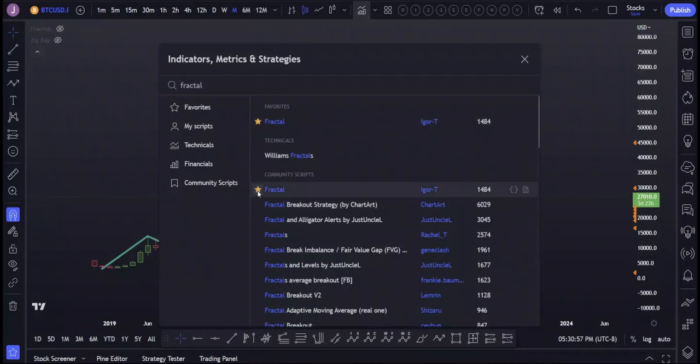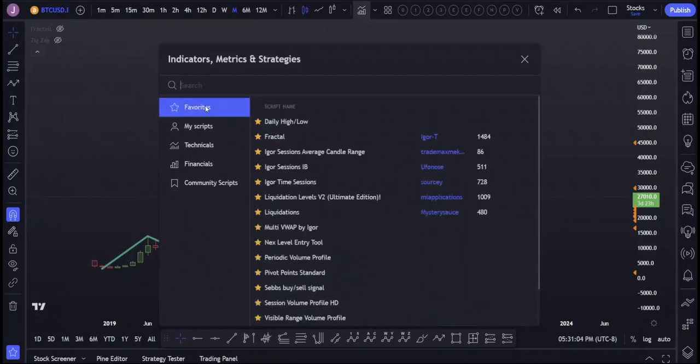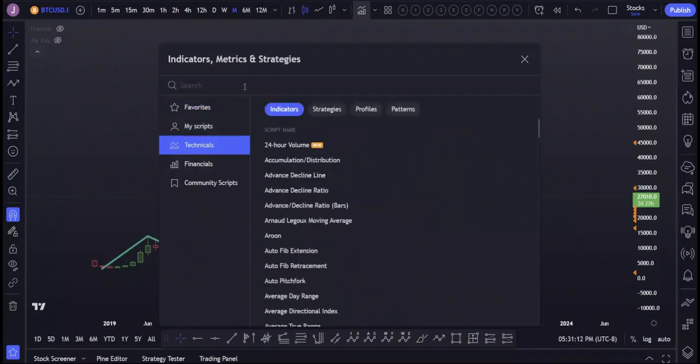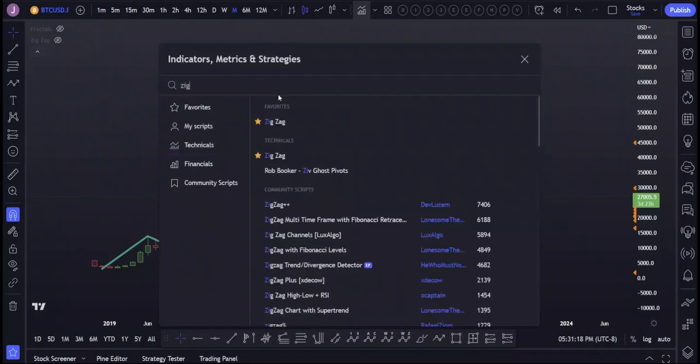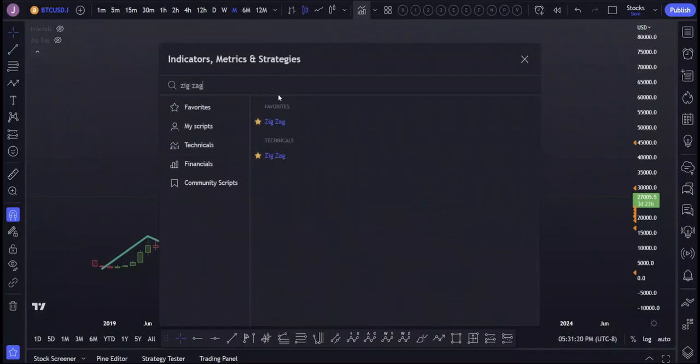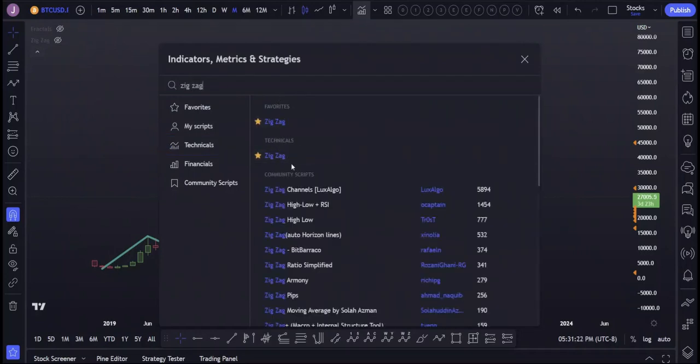But what you're going to do is once you find it, you're going to put a star on it right there, so it'll add to your favorites list, which you'll have access to right here in your indicators section. So there it is right there. So add your fractal indicator. The next indicator you're going to want to add is zigzag. Okay, so all you do is just come over here again, type in zigzag, and you'll see it pop up first thing right there under technicals. Same thing, put a star on it, and it'll add it to your list of favorites for your indicators.